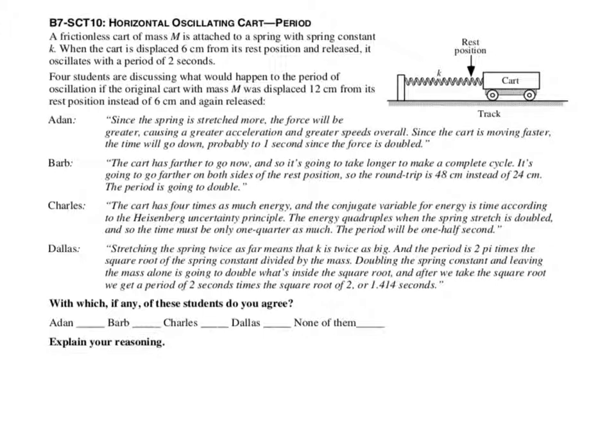Charles says the cart has 4 times as much energy, and the conjugate variable for energy is time according to the Heisenberg uncertainty principle. The energy quadruples when the spring stretch is doubled, so the time must only be 1/4 as much. The period will be 1/2 second.